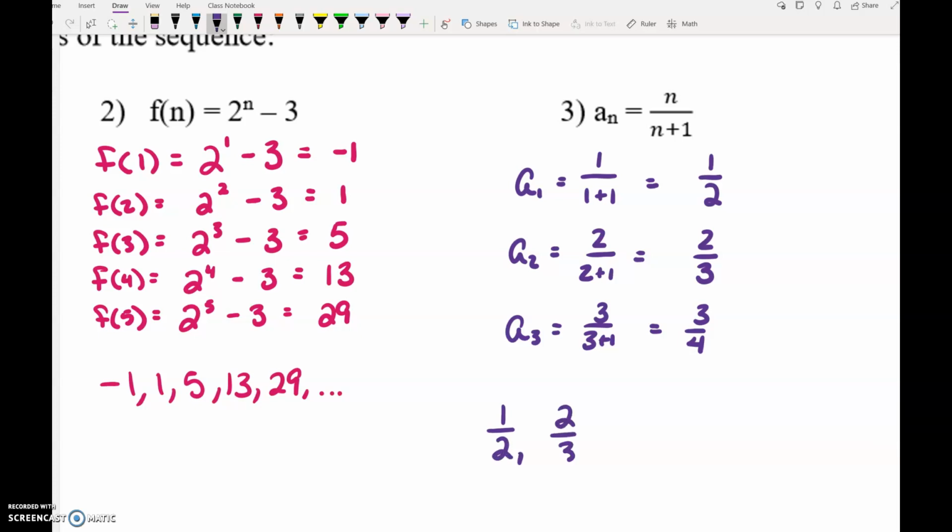1/2, 2/3, 3/4. Anyone know what comes next? 4/5, 5/6. If you kind of look straight across the top, we've got 1, 2, 3, 4, 5 across the top, and on the bottom, 2, 3, 4, 5, 6. Yeah, and that would continue. That would be a harder sequence to write a rule for because you have to try to figure out what that pattern is and then try to translate that pattern into mathematical expressions.